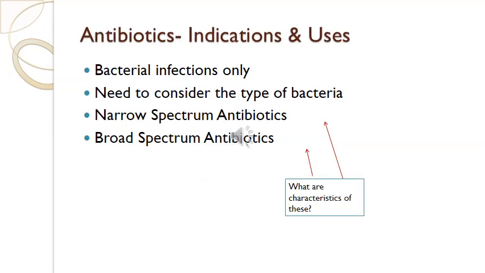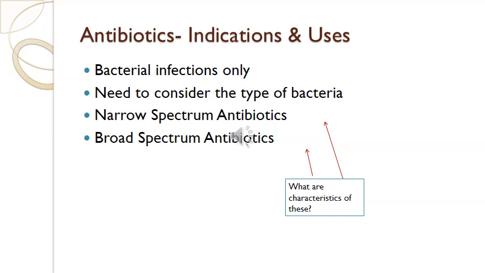So the first type of drug to treat infection that we're going to look at are antibiotics. Looking at the basic indications and uses of antibiotics, the important thing is that antibiotics treat bacterial infections only. Interestingly enough, a lot of the respiratory infections that many times people run to the doctor with are actually caused by viruses.